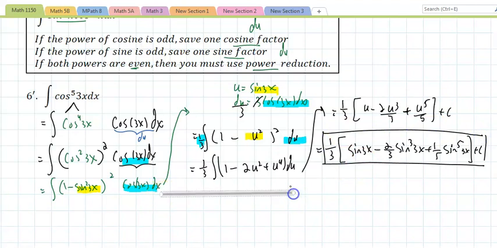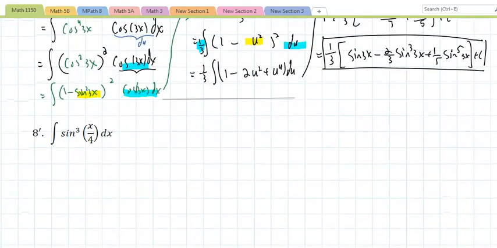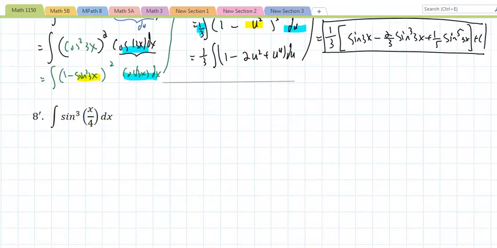So if I see odd multiples of sine or cosine, that's the way it always works. Let me do another problem. And if I look at number 8, the same deal applies. I look at this. Once I see an odd power, that's good news, which means I'm going to save a sine of whatever that is. Again, this is going to be my du. That leaves me with sine squared of x over 4.